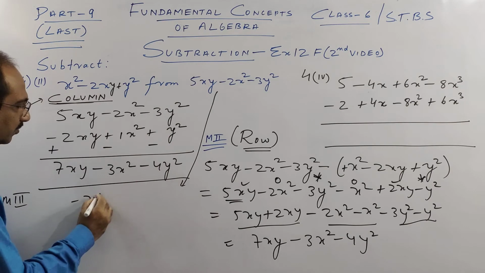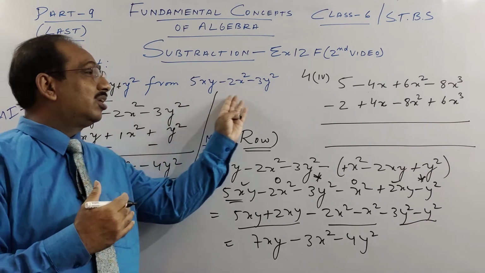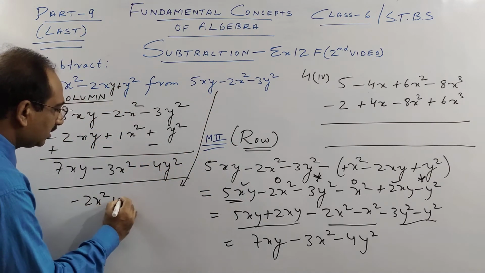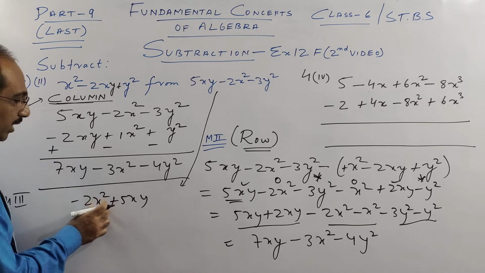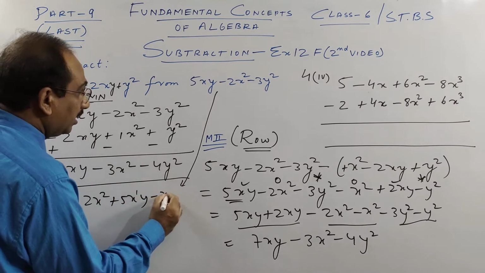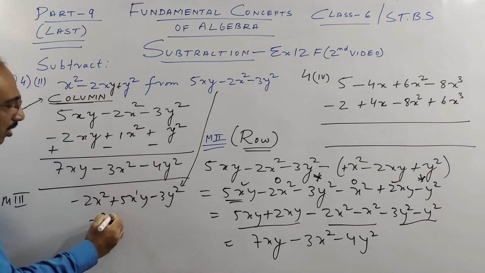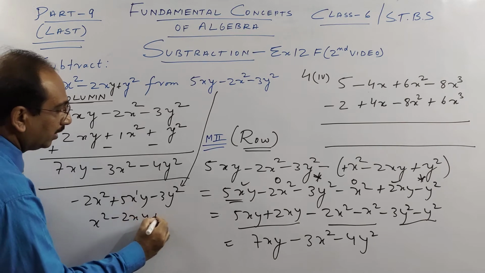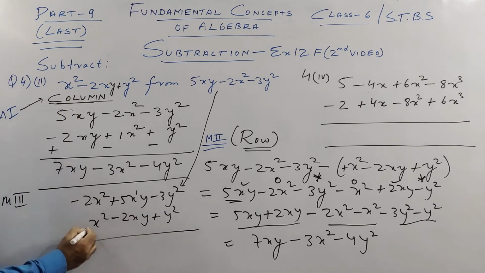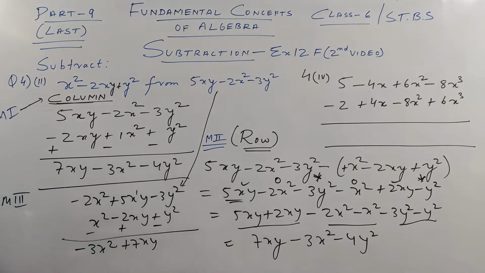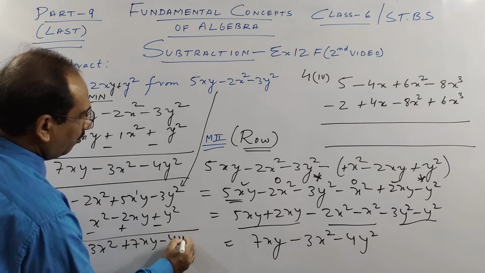What I'll write, minus 2x square, because generally this is what they call descending order of your power of x. So if you see here, what I am doing is x squares, power of x is 2, power is 1, and then minus 3y square. And this one, what we had to subtract, children, is already in that order. Okay, so this plus becomes minus, minus becomes plus, plus becomes minus. So here we get minus 3x square plus 7xy, okay, and minus 4y square.